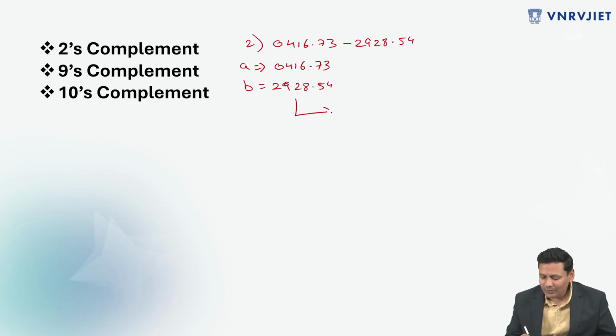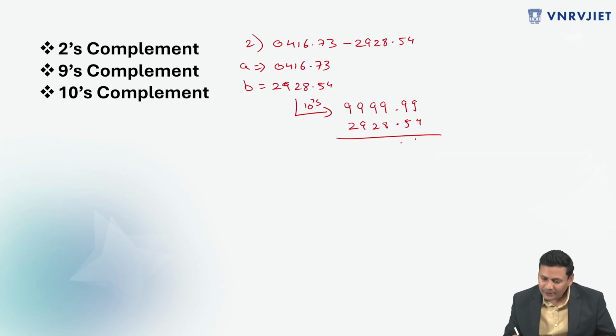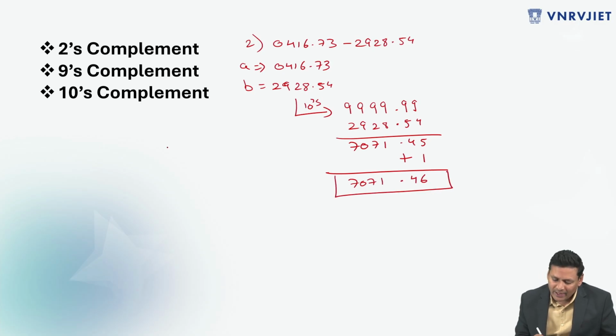First step is you have to take the tens complement of B. To find out the tens complement, first we have to find out the nines complement. So the nines complement will be 9999.99 minus 2928.54, which is 7071.45. To find out the tens complement, you have to add plus 1. So it will be 7071.46. To get the final answer, we have to add it to A.